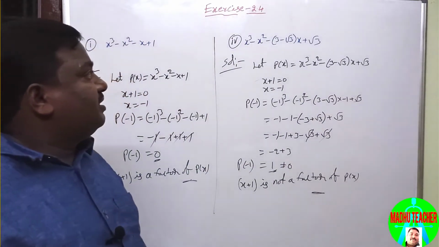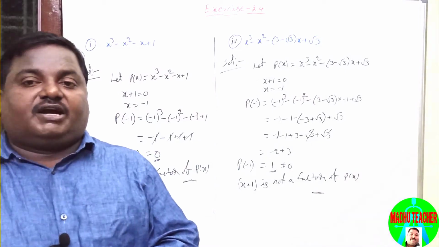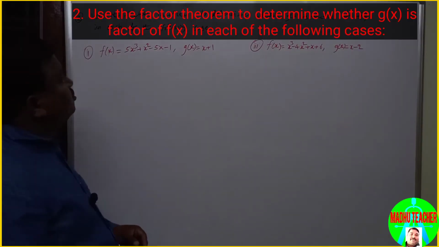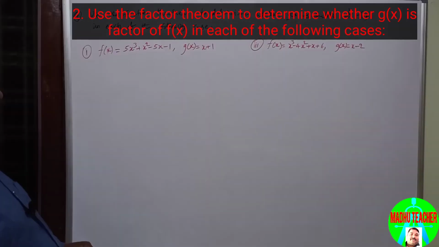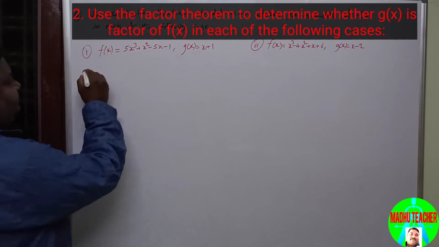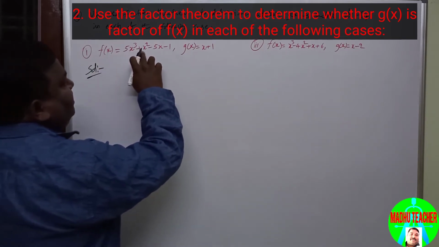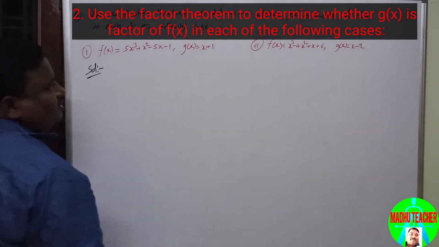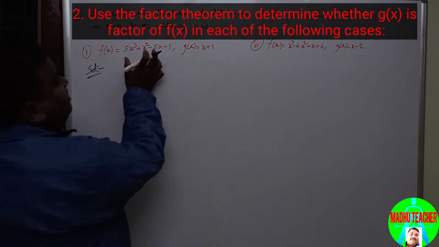Okay, this is the method to check whether the given one is a factor of a polynomial. Use the factor theorem to determine whether g of x is a factor of f of x in each of the following cases. So the first one is f of x equal to 5x cube plus x square minus 5x minus 1, g of x equal to x plus 1. What you have to determine is whether it is a factor of this.